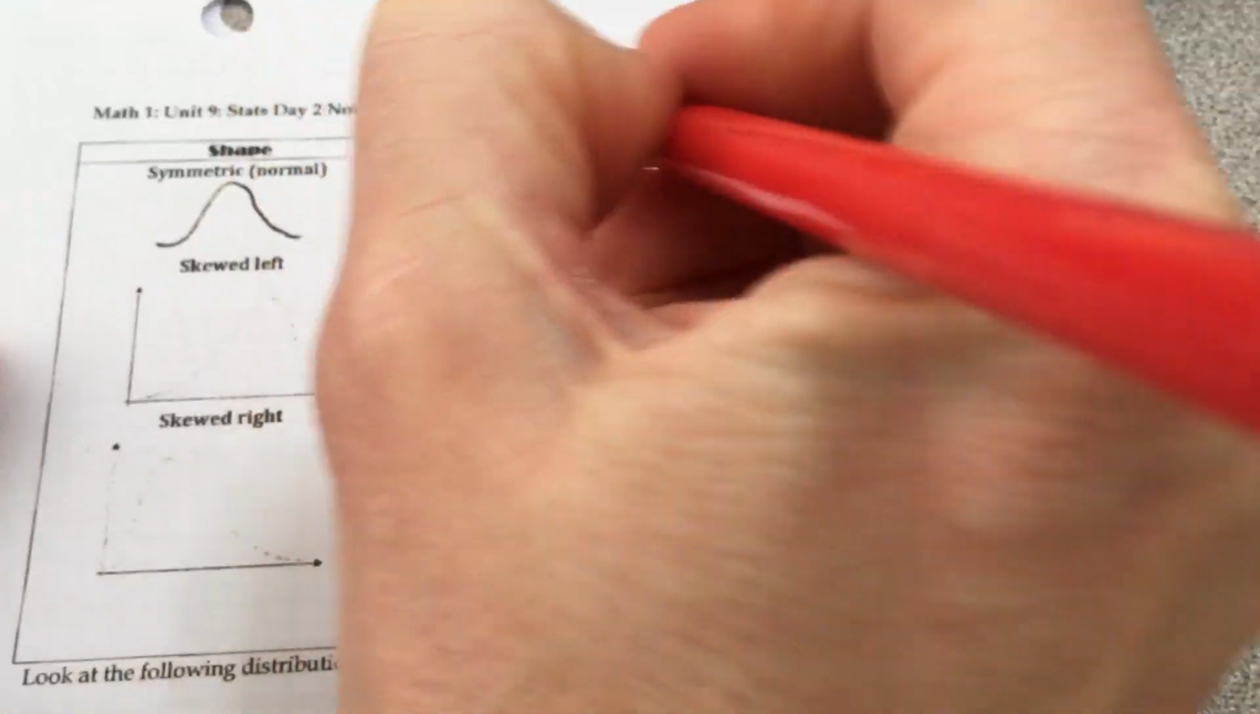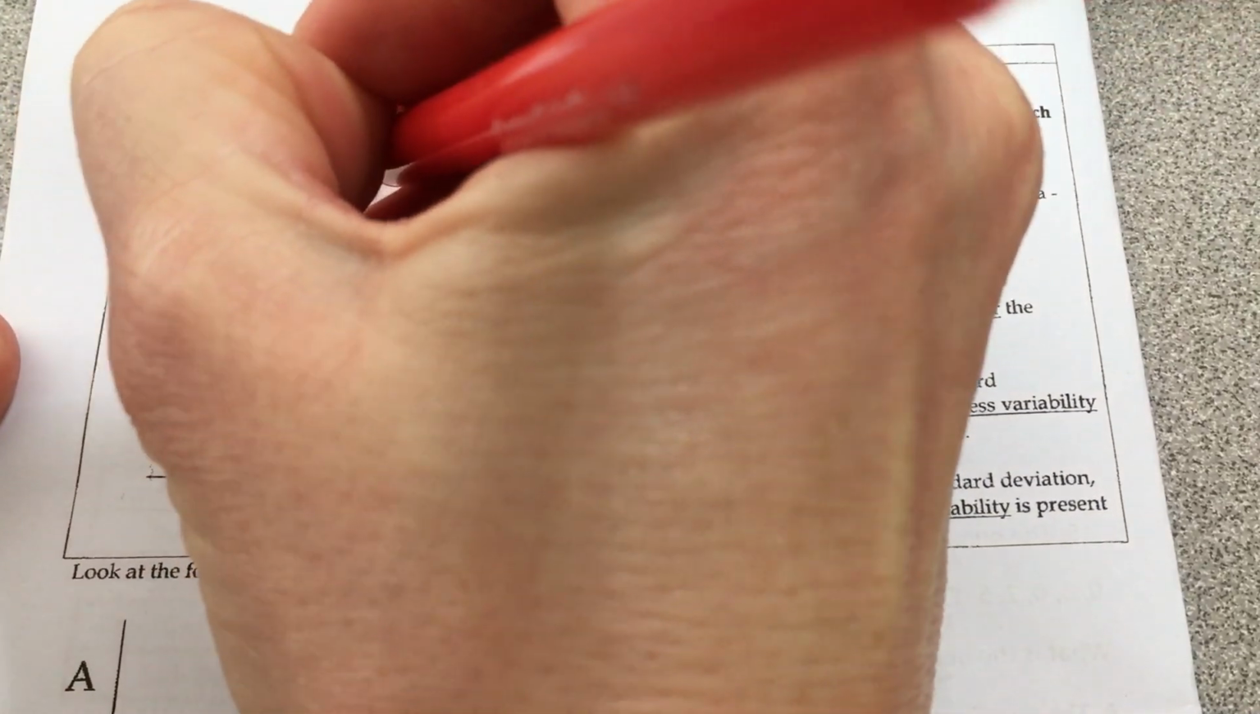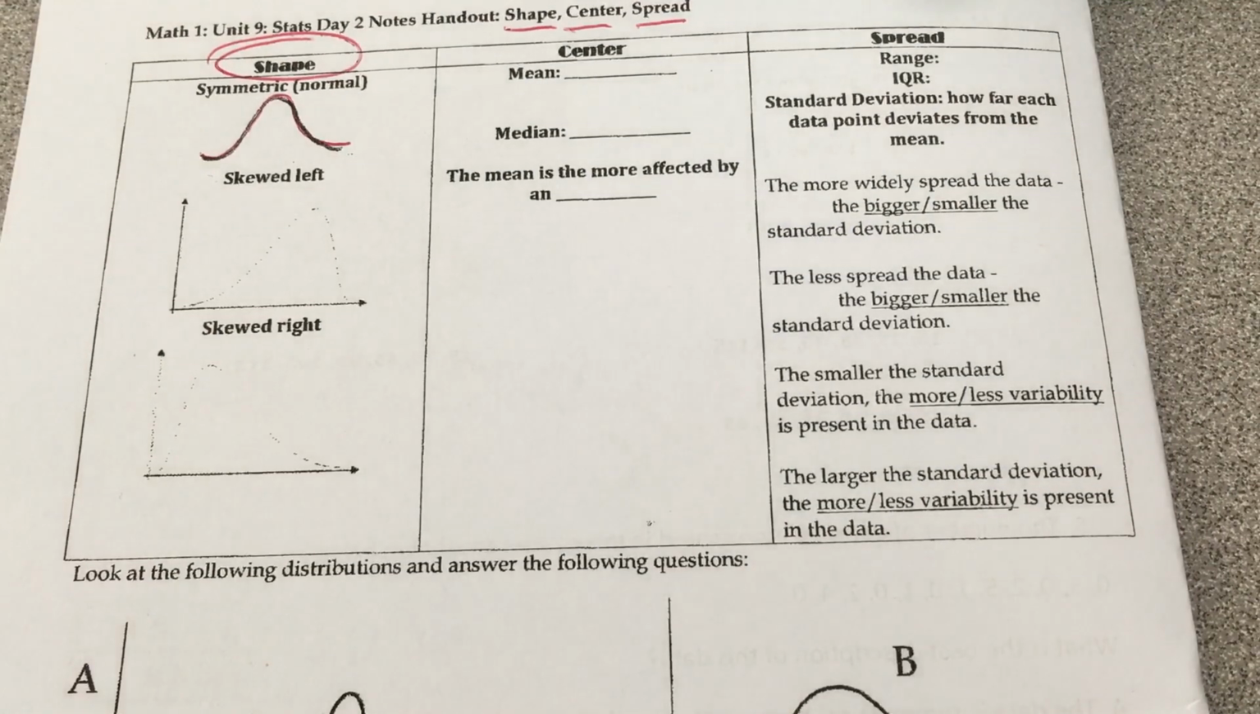Today we are talking about shape, center, and spread. You've got three possible shapes. You probably need to trace them because they didn't copy very well. This one is called symmetric. What does it mean for something to be symmetric? Same on both sides, okay? So that one is symmetric, and you probably need to trace this other one.